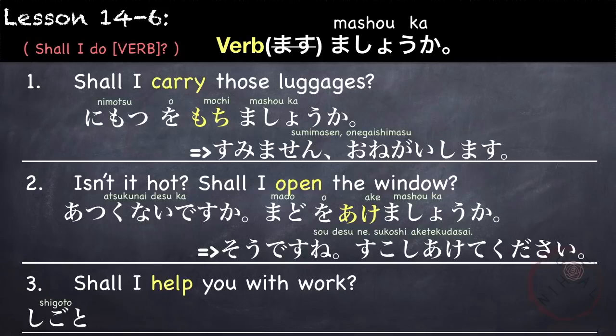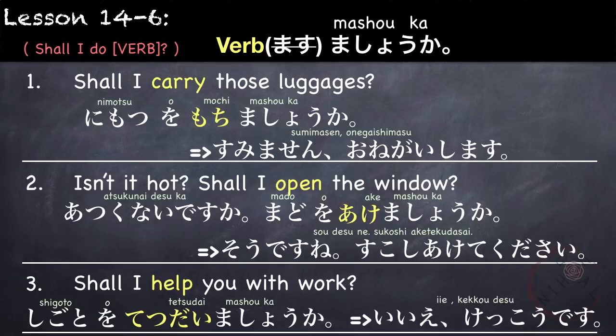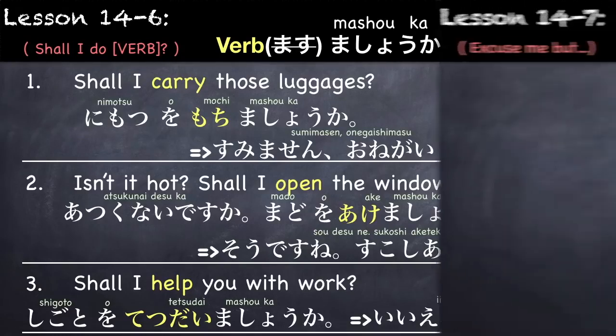Work is 仕事。仕事を help is 手伝います or 手伝いましょうか。仕事を手伝いましょうか。If you want to refuse politely, you can say いいえ、結構です。No, thank you. No, it's okay. Thank you.